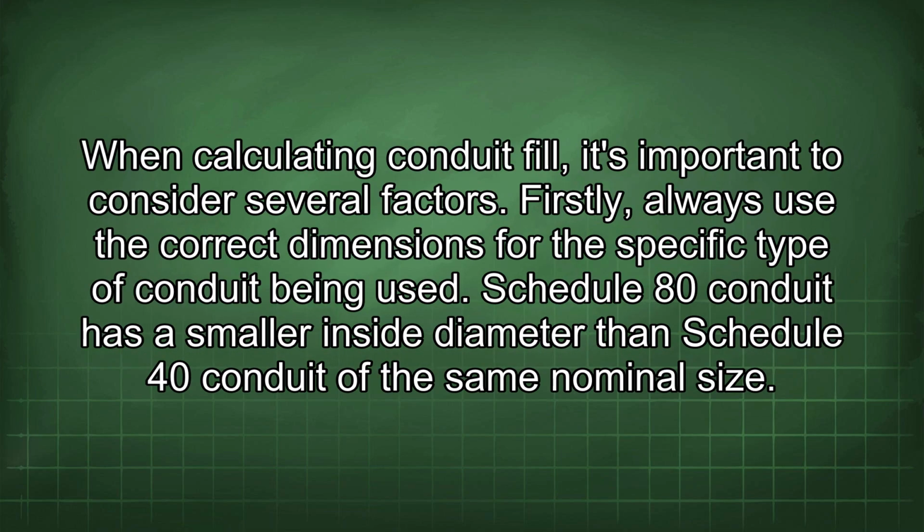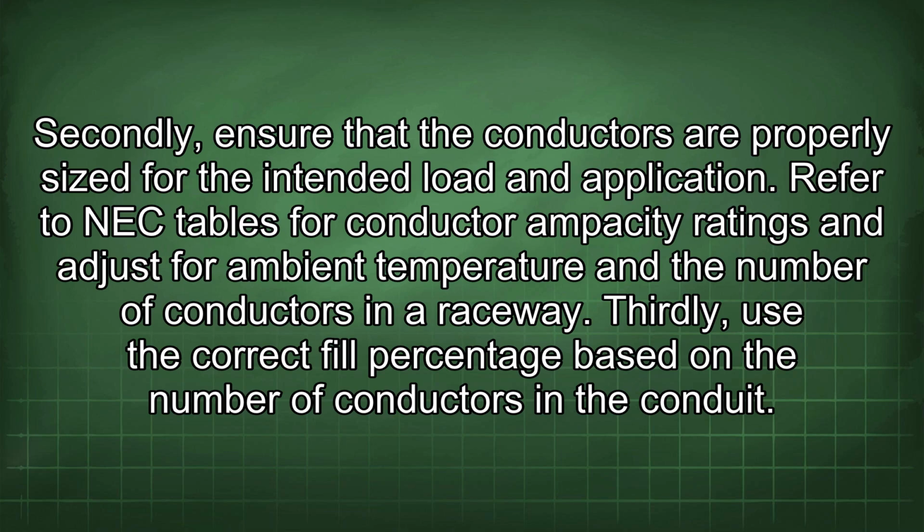When calculating conduit fill, it's important to consider several factors. Firstly, always use the correct dimensions for the specific type of conduit being used. Schedule 80 conduit has a smaller inside diameter than Schedule 40 conduit of the same nominal size. Secondly, ensure that the conductors are properly sized for the intended load and application. Refer to NEC tables for conductor ampacity ratings and adjust for ambient temperature and the number of conductors in a raceway. Thirdly, use the correct fill percentage based on the number of conductors in the conduit.